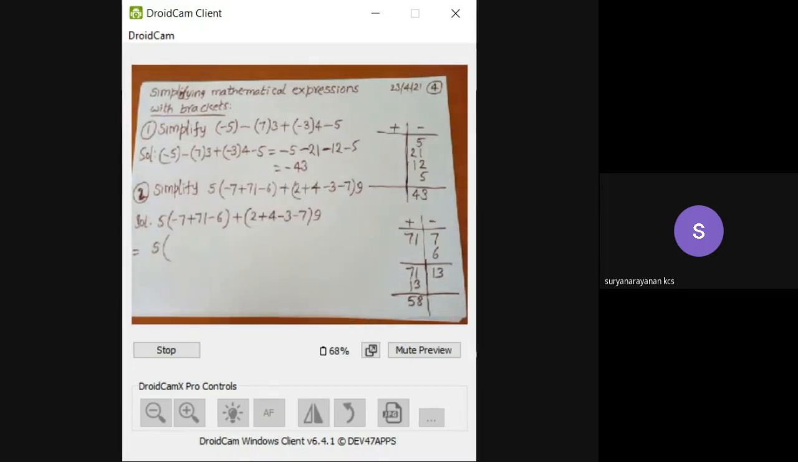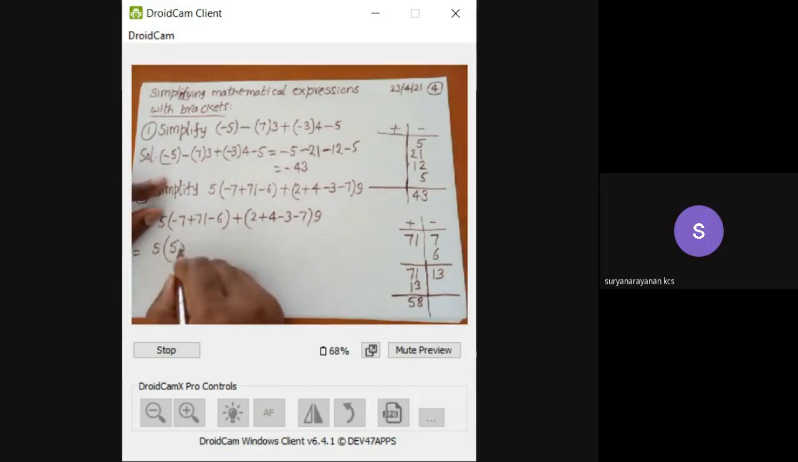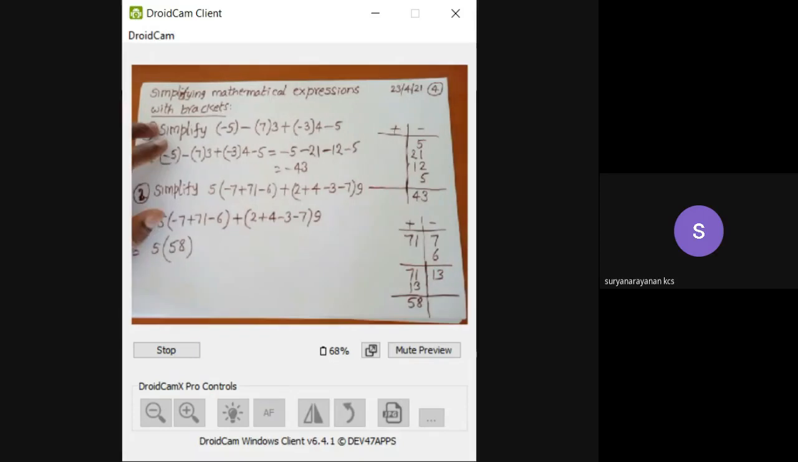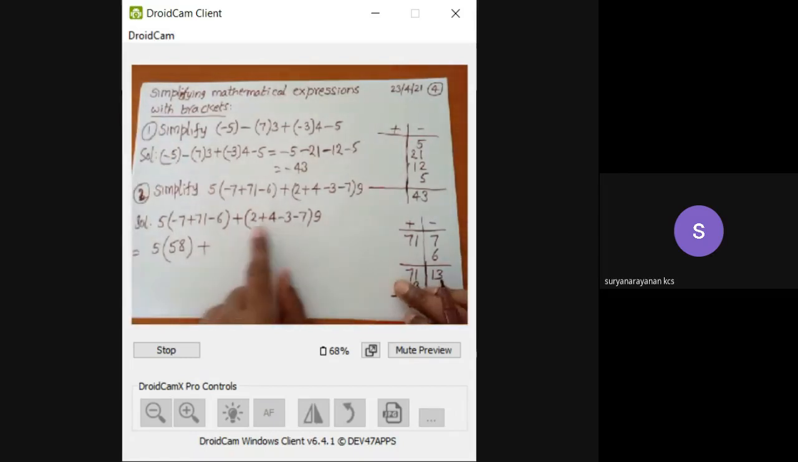Then what is the final answer? Tell me, plus 58 or minus 58? Plus. So in this brackets, we write that number plus 58. No need to write plus separately. Okay. Now if you observe these brackets, inside these brackets also 4 numbers are there, namely 2 plus 4 minus 3 minus 7. Here also we follow the same.